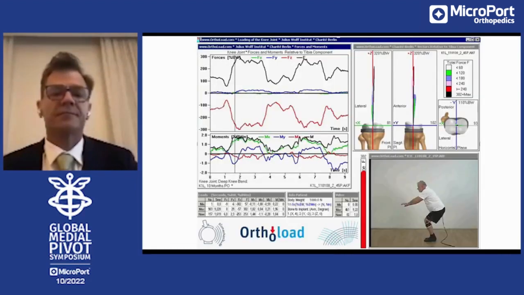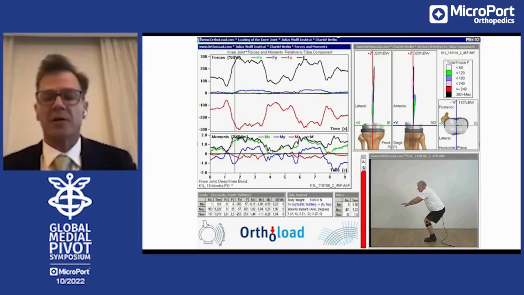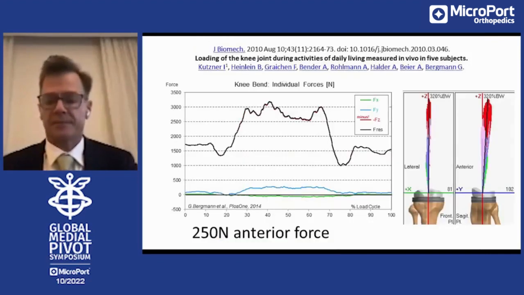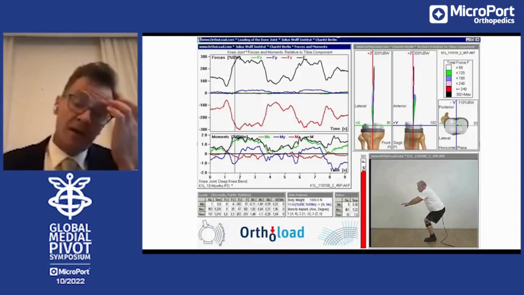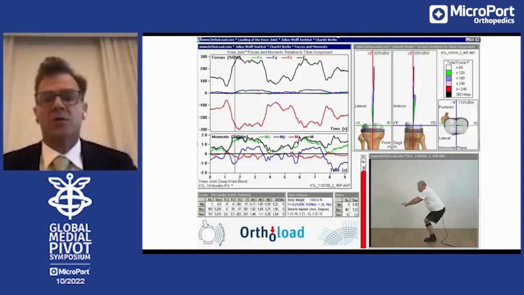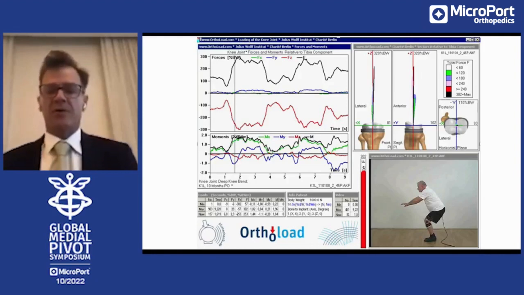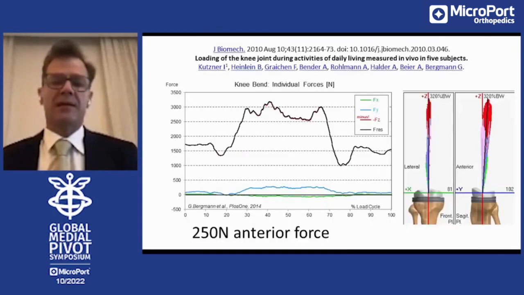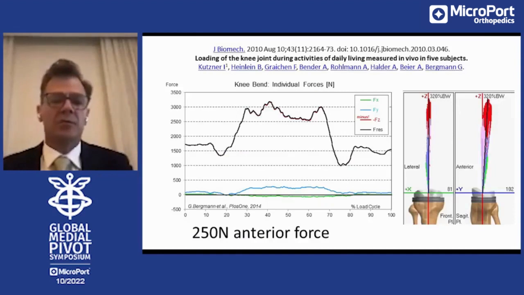infection and loosening. Instability may be early or late. I'd like to refer to some work by George Bergman, where he put transducers in knees and measured the forces. And you can see most of the forces are perpendicular to the joint surface. But where there are forces in the other direction, they tend to be in an anterior-posterior direction, seen in this man kneeling. So in this case, the blue force is the anterior-posterior force, which is 250 newtons.